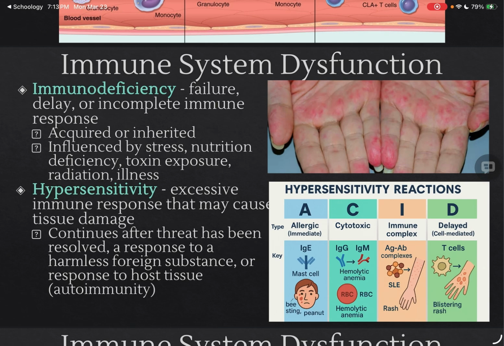A hypersensitivity, like an allergen, is an excessive immune response that may cause tissue damage, and it continues after the threat has been resolved, a response to a harmless foreign substance, or a response to a host tissue, like an autoimmunity. So essentially, hypersensitivity is a disorder within yourselves. Your body is interpreting something that should be harmless as something that is harmful. So like pet dander, grass, some more severe allergic reactions like peanuts. All of those are hypersensitivities that shouldn't mean anything to your system, yet for whatever reason, there is a reaction.